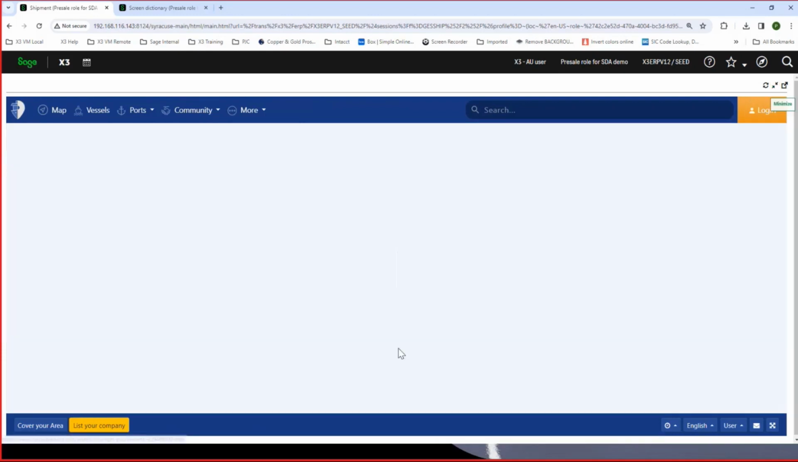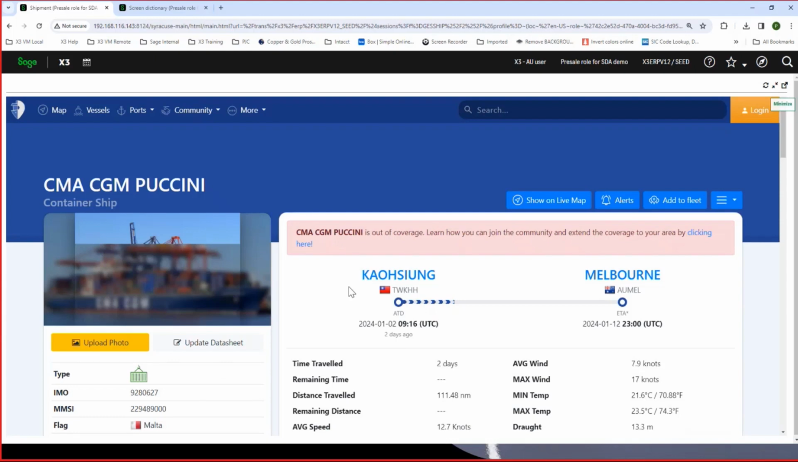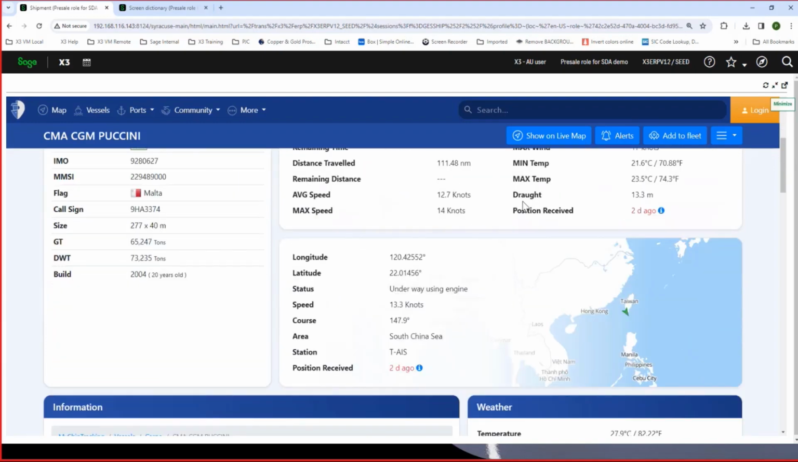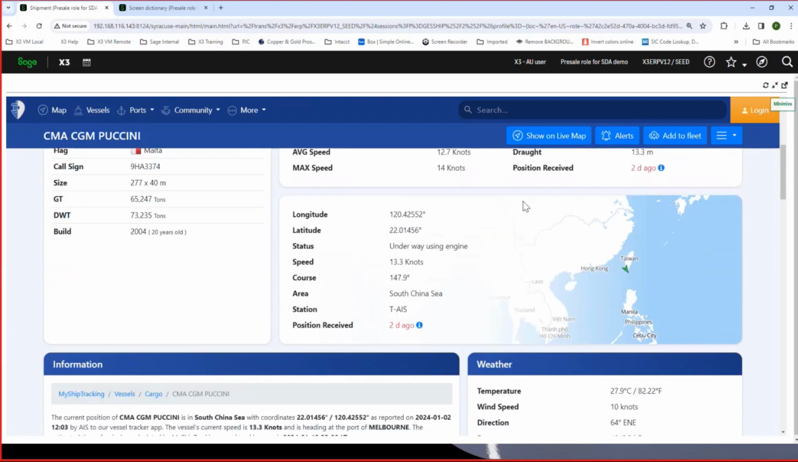Okay, so show detail is what I was looking for. So this is this particular vessel. That's its MMSI, so the identifier of the vessel, and where it is at the moment. So it left Taiwan, and it will reach Melbourne on the 12th of January. So you can see the time that is left for it to reach the destination.